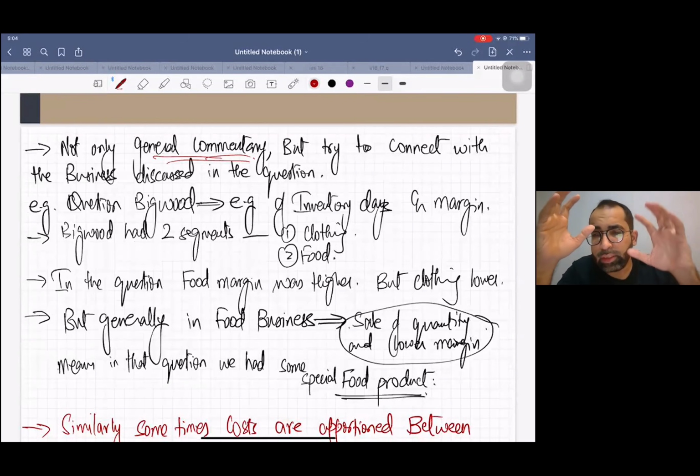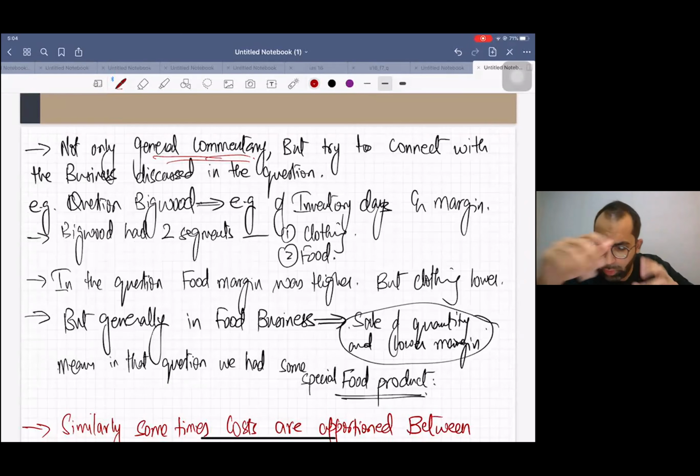The generalized lecture of ratio is important, no doubt it is important. But when you do a practical question, you need to connect things with the question given in the scenario, right? Okay. Try to connect with the business discussed in the question. I will be sharing a few examples with you.